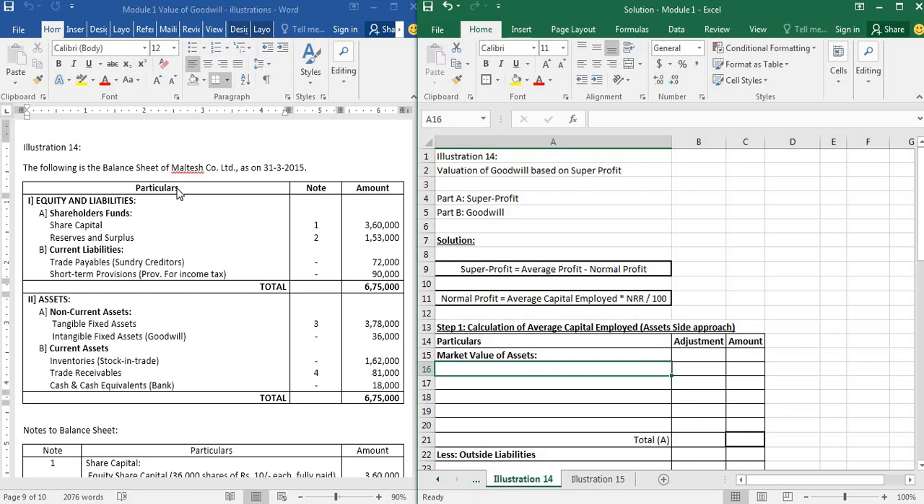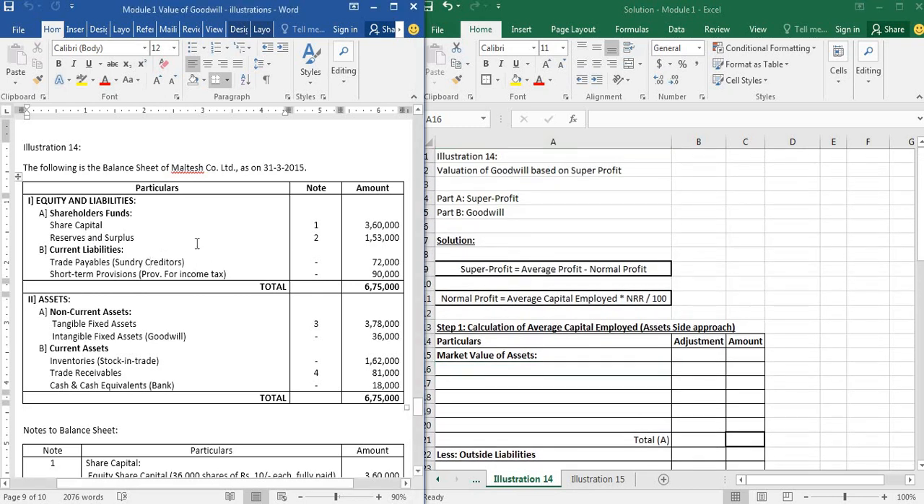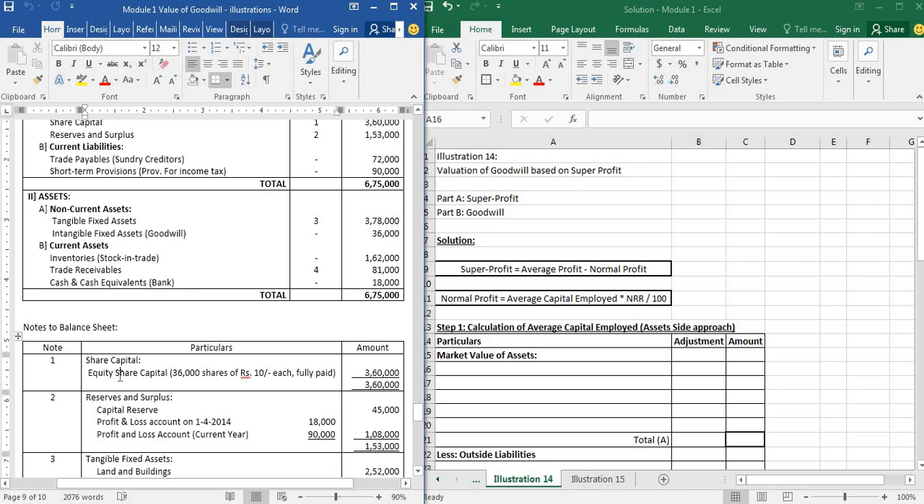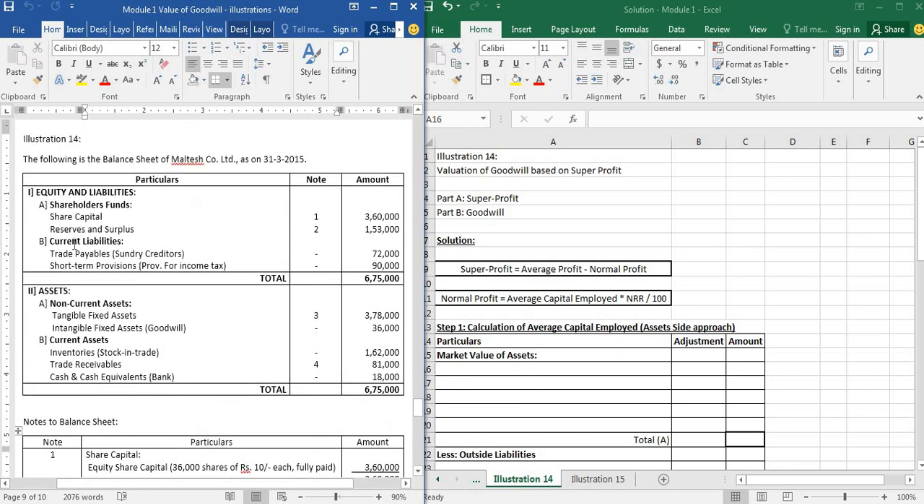The following is the balance sheet of Maltesh Company Limited as on 31/3/2015. They have given assets and the liabilities here. Under liabilities, we have shareholders' fund, share capital, and reserves and surplus, note 1 and note 2. Under share capital, we have only equity share capital, and under reserves and surplus, we have capital reserve, P&L account previous year balance, and then we have current year profit as well. Just make a note that this is very important and crucial in this problem. I'll let you know why later.